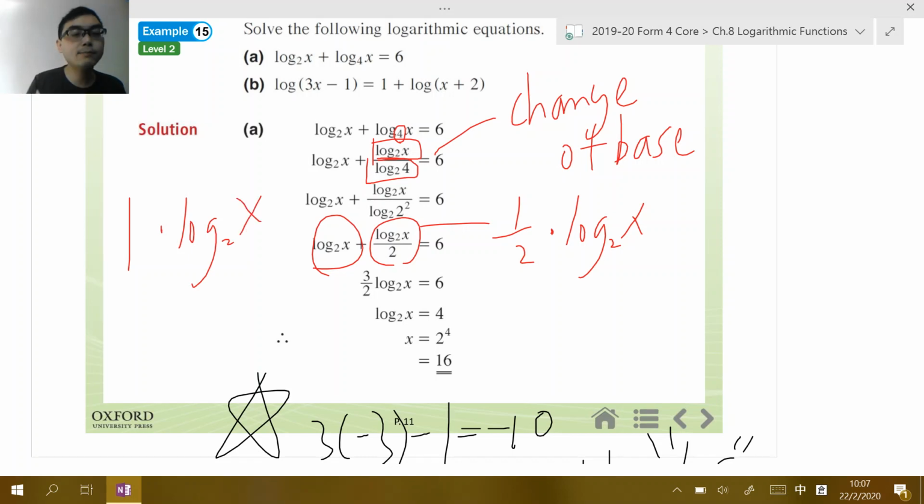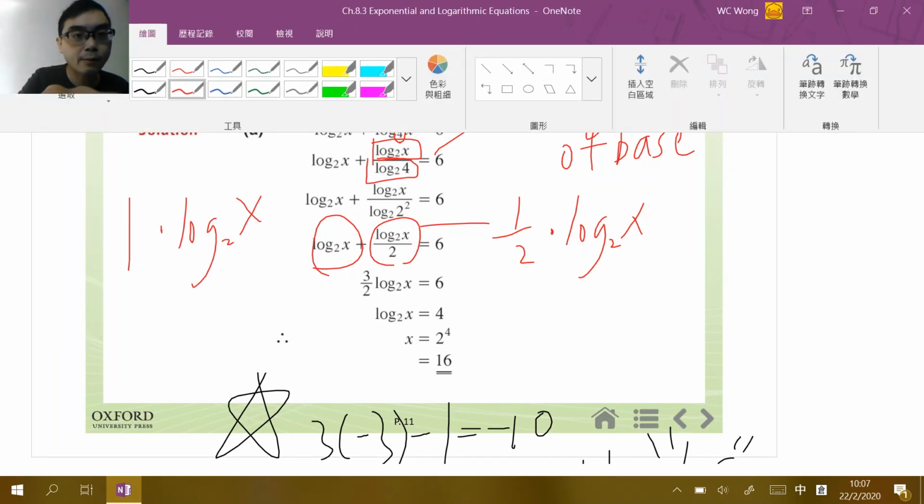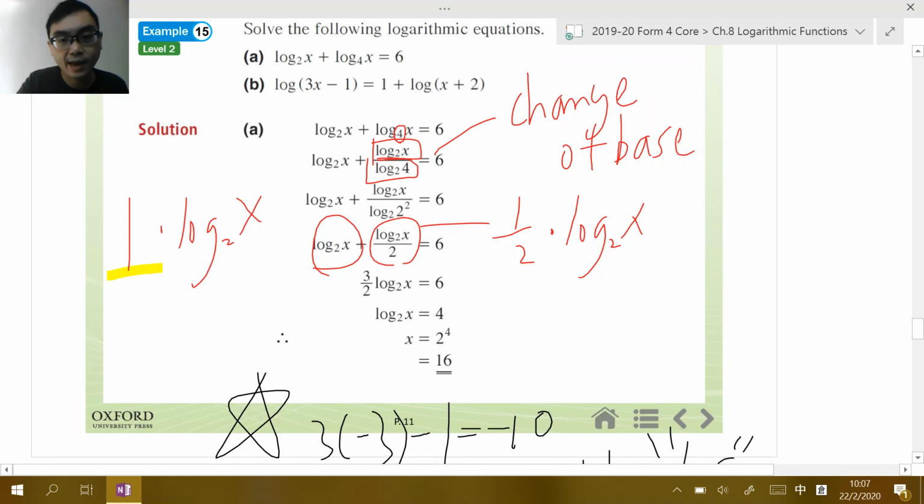So always keep in mind the idea that a number is multiplied with something, with an exponential or log. So these two things, 1 times this one and 1 over 2 times this one, can be added together, becoming 3 over 2. This is also the idea in logarithmic equations. This one is not easy, but try to get used to it and practice more. Then you can see it becomes a very simple equation, log 2 x equals 4. So you apply the definition again to get 16.